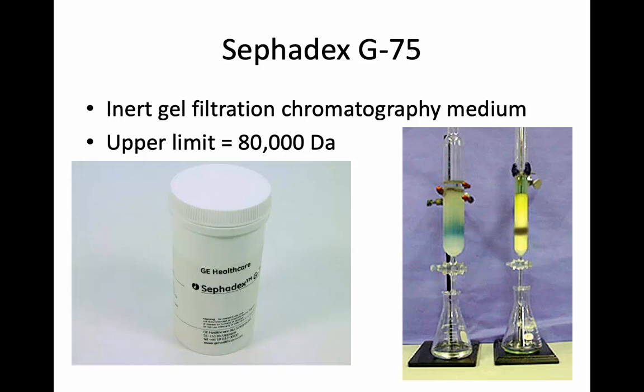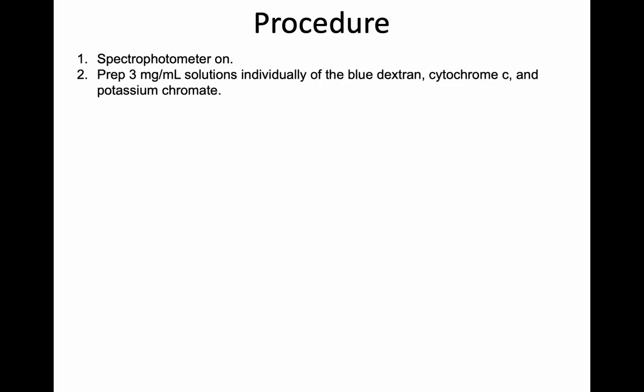So this is just an example of the gel filtration chromatography beads that you're going to use today, this SEPHADEX G75. It's a widely used material for gel filtration chromatography in analytical biotechnology. And so just to go through your procedure today, first of all, because we're going to take absorbance readings, we're going to turn on the spectrophotometer, and then we're going to prepare a solution of each individual analyte: blue dextran, cytochrome C, and potassium chromate.